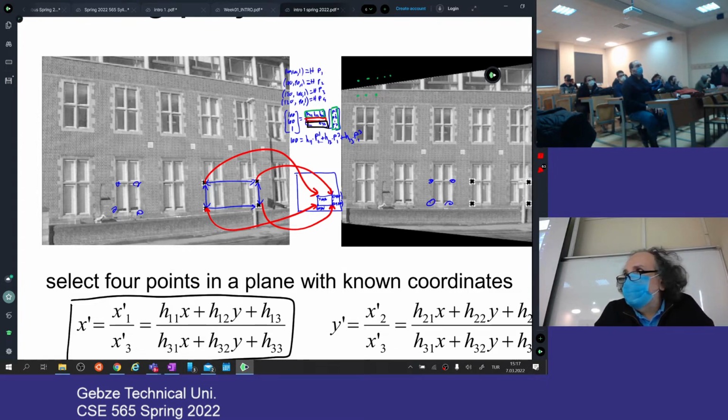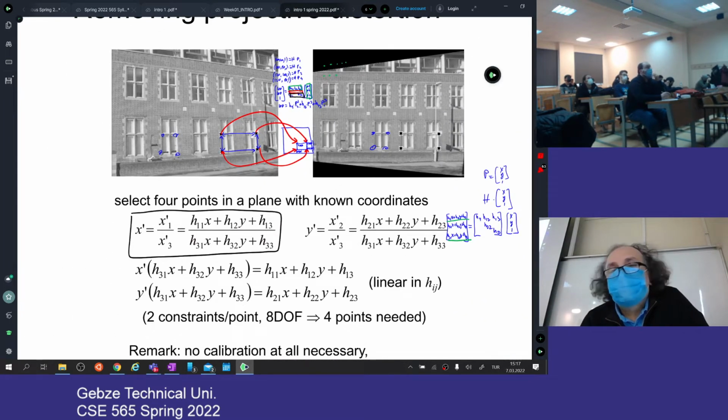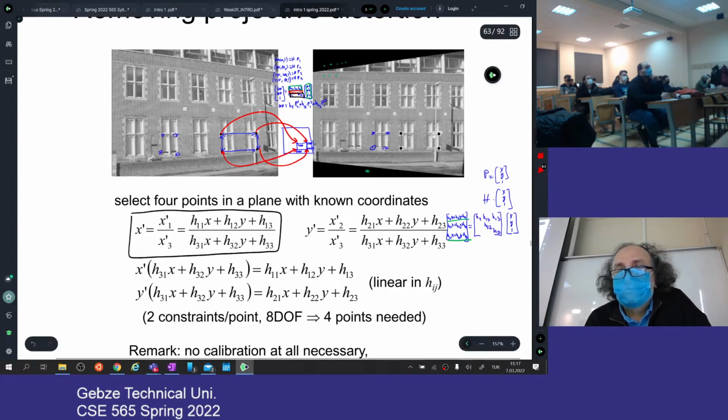x1 prime is 0. It's obvious because x and y represent that point is 0. Say it again. What is 0? x1 prime is 0 and x2 prime is 0 for that point, and it represents 0. Why do you think it is 0? How about this point? It's not 0.